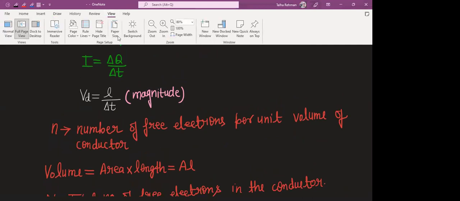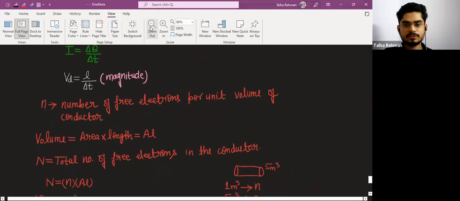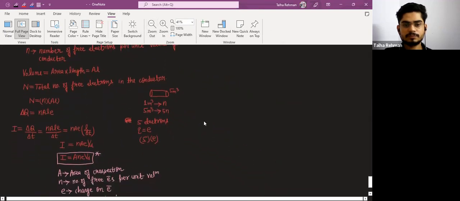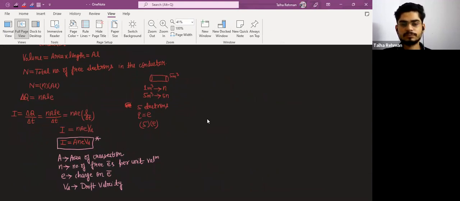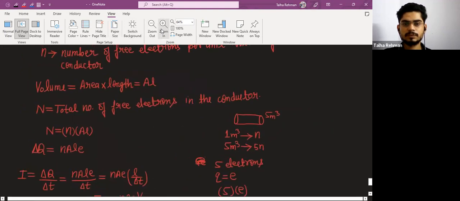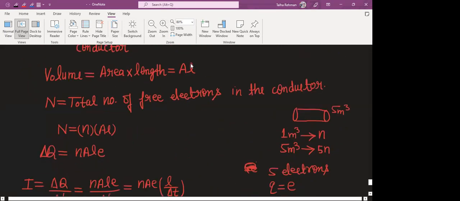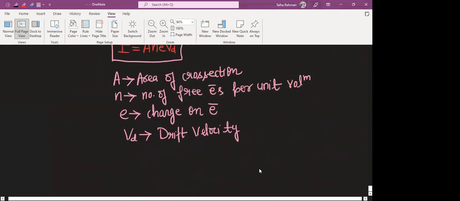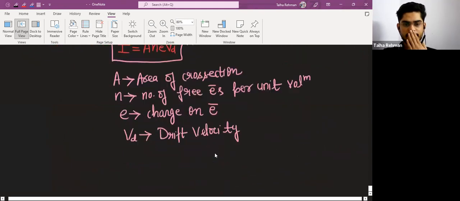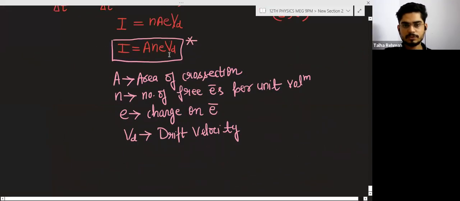You should write this also. Please take the screenshot. Okay, fine. So this is the relation between the current and the drift velocity.